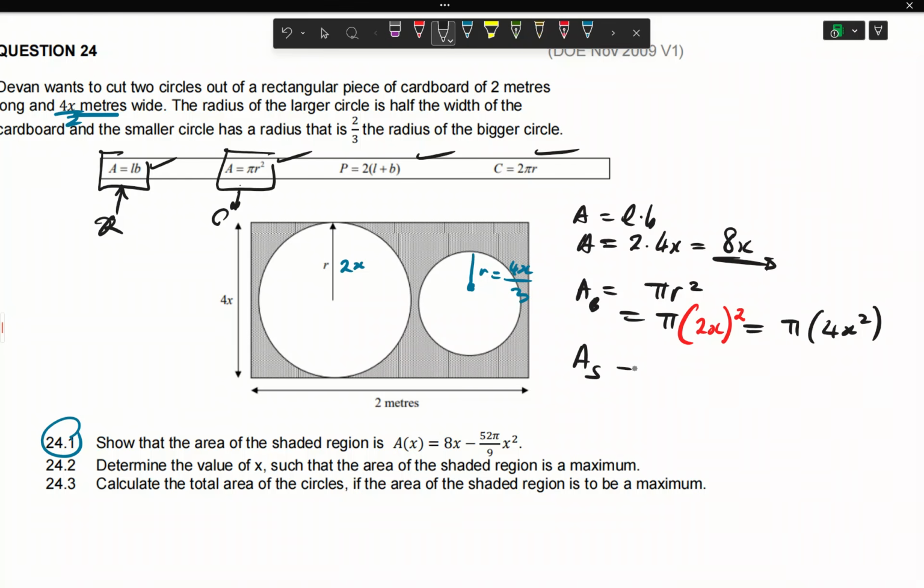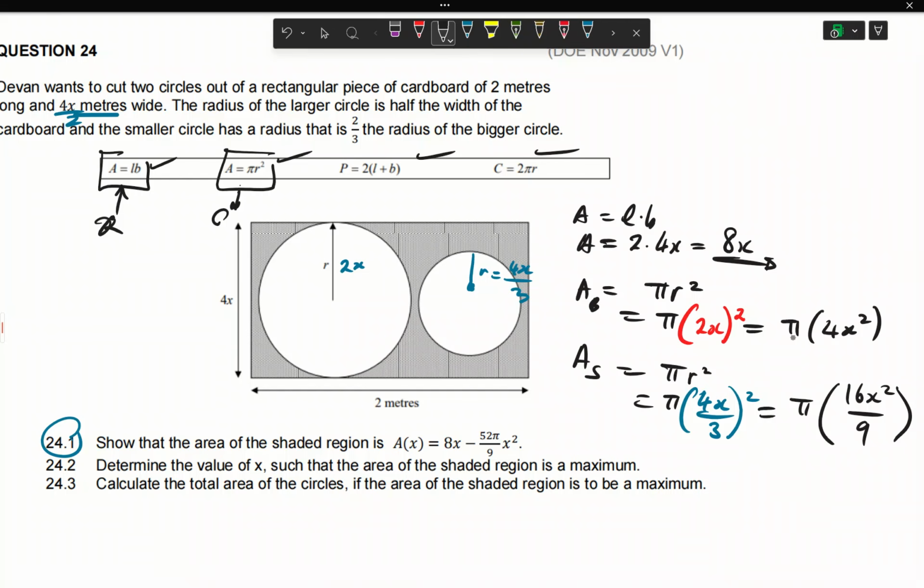Now the area of the smaller circle is going to be pi and then r squared. The r squared is 4x all over 3 and then squared. So the answer there will be 4 into 4 squared, which is 16x squared, and then 9 into that.